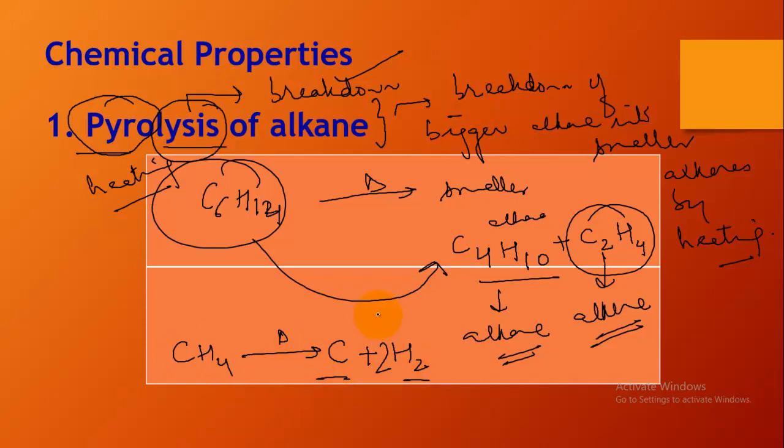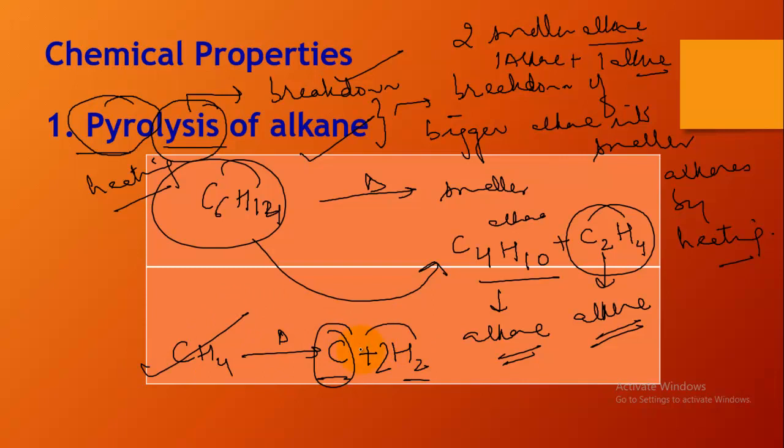So likewise, we can pyrolyze any alkane, and on pyrolysis, there may be a chance that we get two smaller alkanes, right? There may be a chance where we get one alkane and one alkene, and there may be a chance, if we are dealing with the lowest member, that we get its constituents, that is carbon and hydrogen. So basically it involves the breakdown of alkane into smaller alkanes, or into a smaller alkane and alkene, or into its constituents.